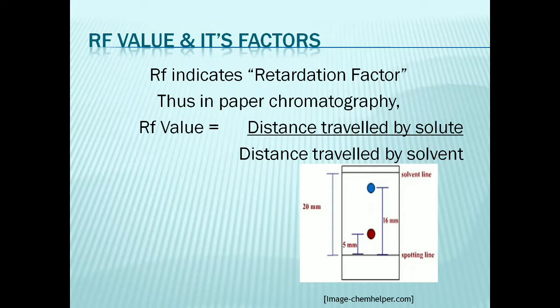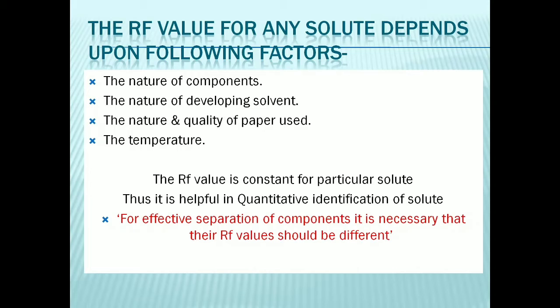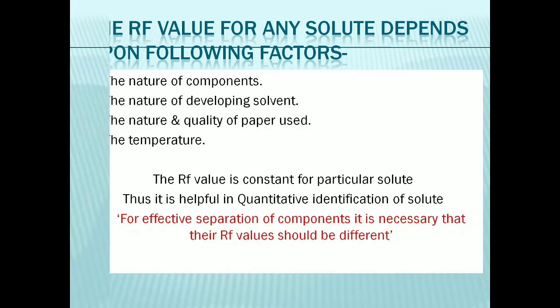It is clear from the following figure that for two components, the dots show the Rf values. It should be noted that for measuring the distance traveled by a particular component, we consider the center of the spot for that component. The Rf values depend upon the following factors: the nature of components, the nature of developing solvents, the nature and quality of paper used, and the temperature. The Rf value is constant for a particular solute. Thus, it is helpful in qualitative identification of a solute. For effective separation of components, it is necessary that their Rf values should be different.